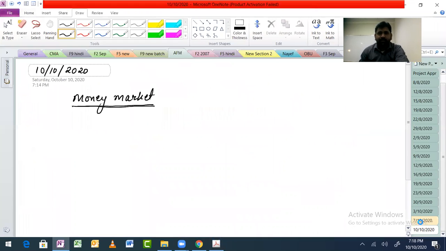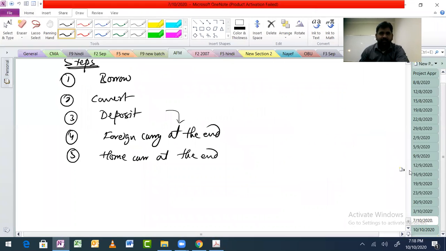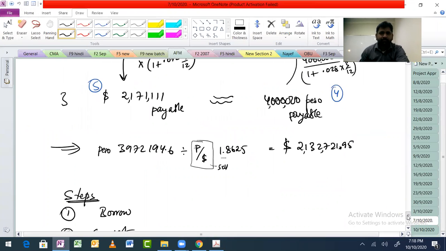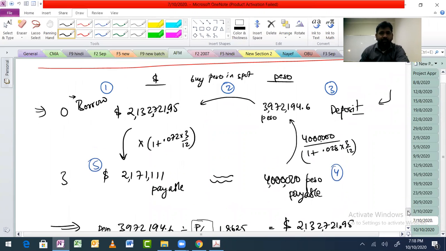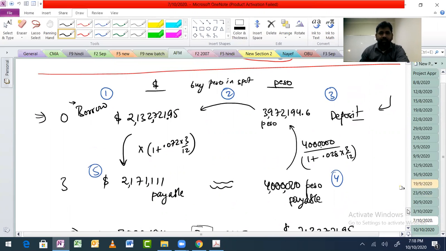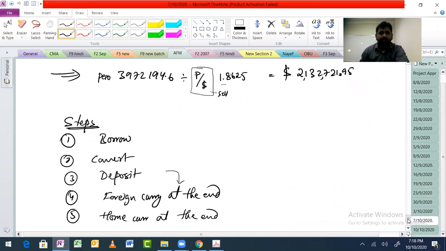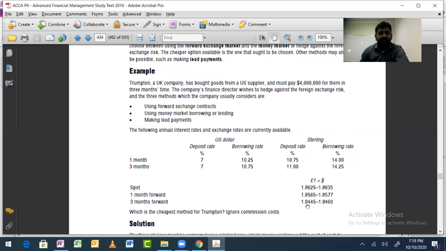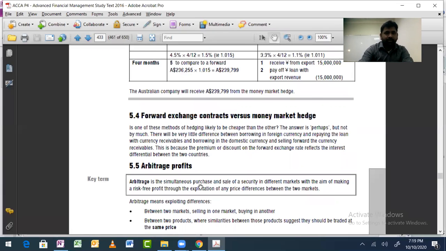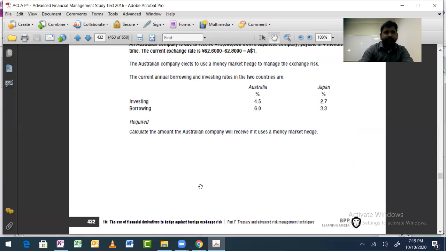This is the question that we did, 4 million peso, right? I think we did the question from the revision kit last time, for F9. Yeah, F9 book, this is the same question. Look at the rates: 7.2, 2.8, 1.8625, same rate. The interest rates are a little bit different, but other than that, it's the same question. So just for the sake of practice, let's go up here and do this question.